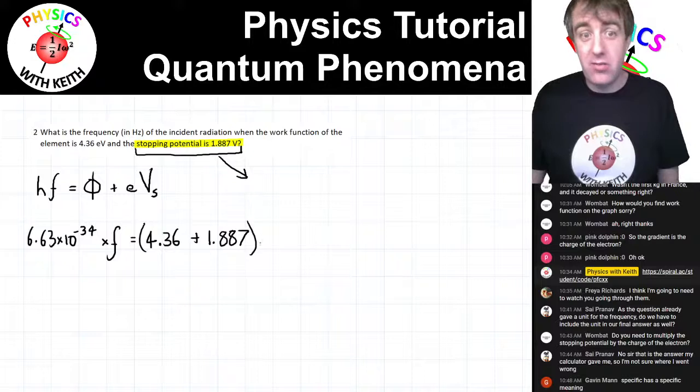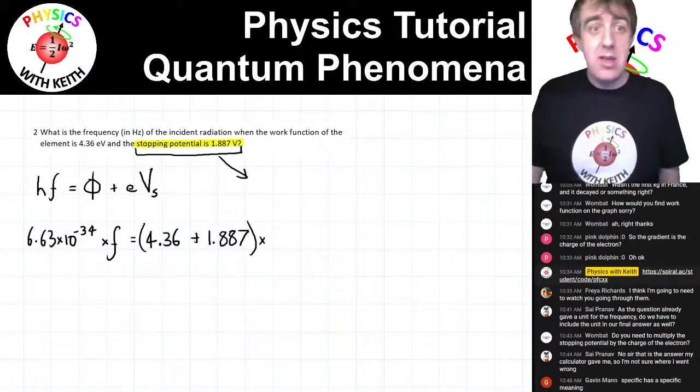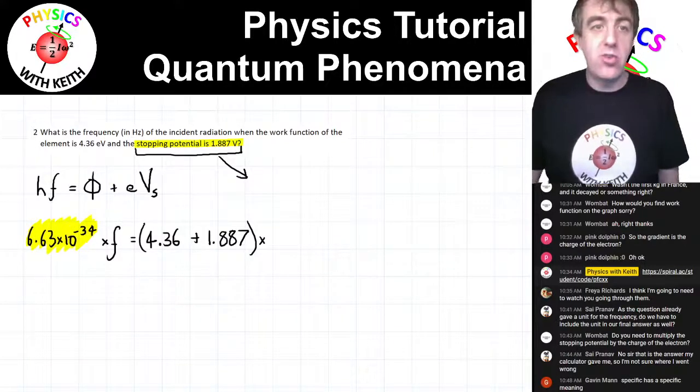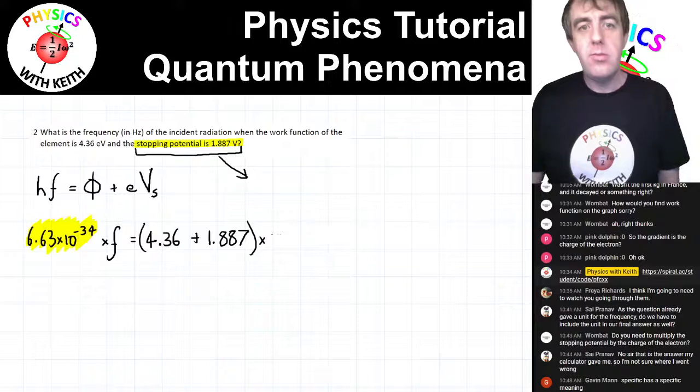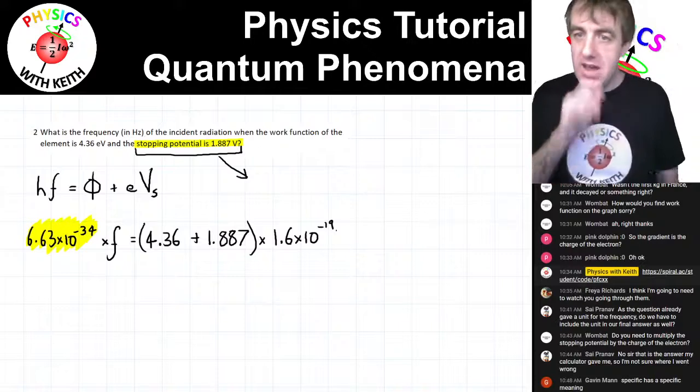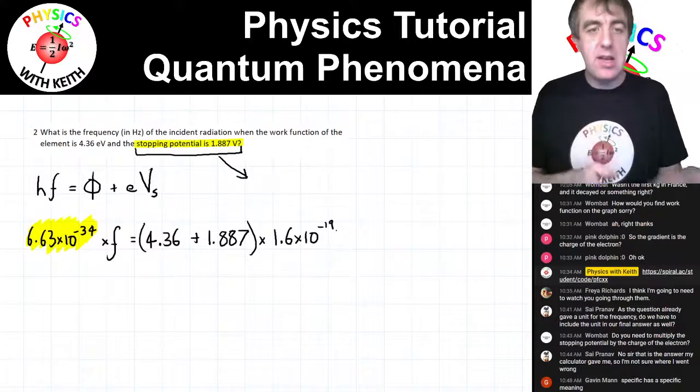We just need to turn the electron volts into joules again, because remember, this part here is joule seconds. That's the unit of Planck's constant, joule seconds. So we need to multiply this by 1.6 times 10 to the minus 19 first. Then tap, tap, tap on our calculator.